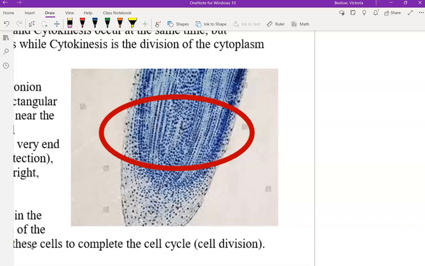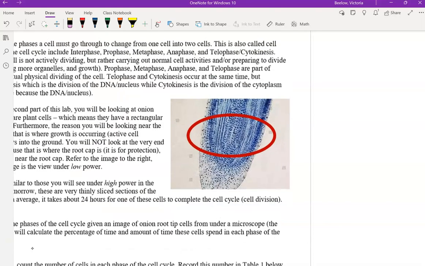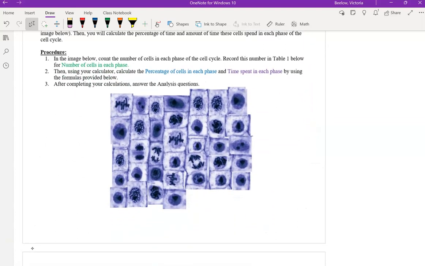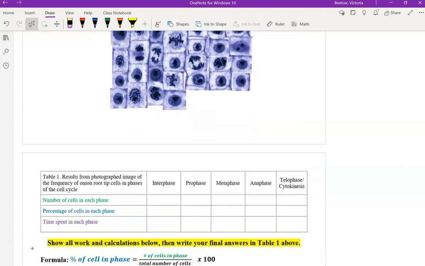And we're looking at this section here because this section is the root cap, which is just cells that are providing protection. But this area is where active cell growth is occurring. We're going to look at those cells and count how many are in each phase of the cell cycle: interphase, prophase, metaphase, anaphase. And then we're going to put telophase and cytokinesis together because when you're looking at them under a microscope, you can't tell them apart. They happen at the same time.